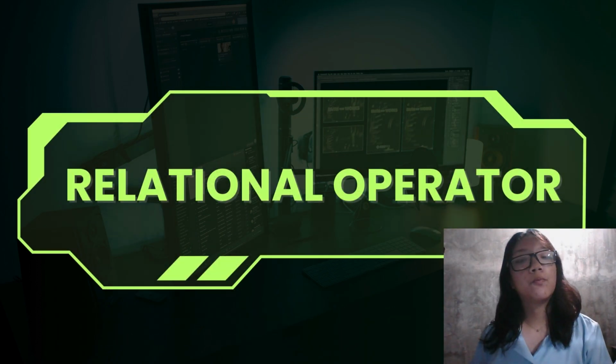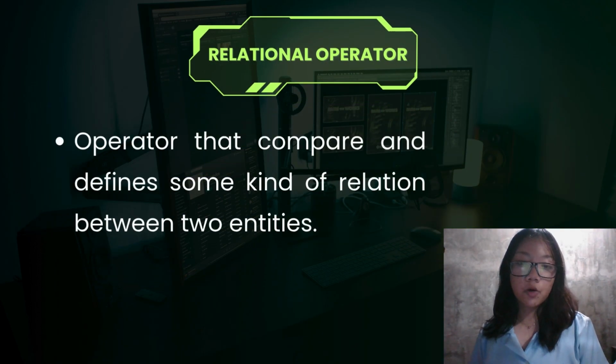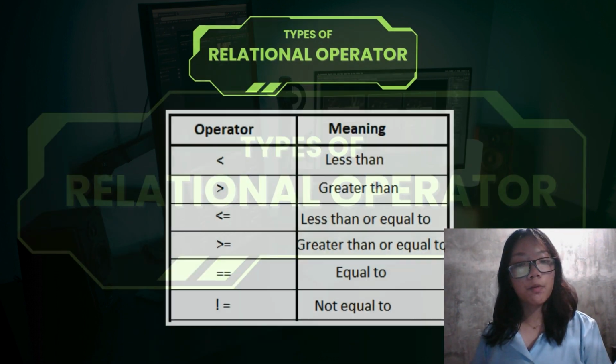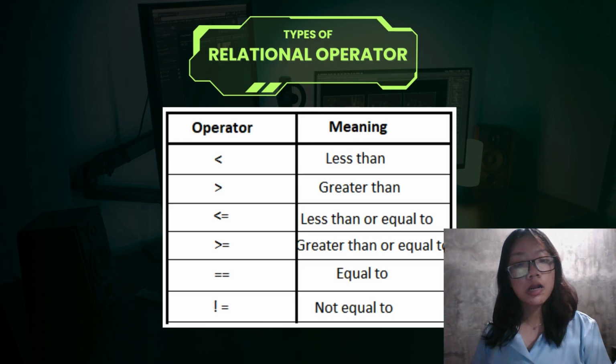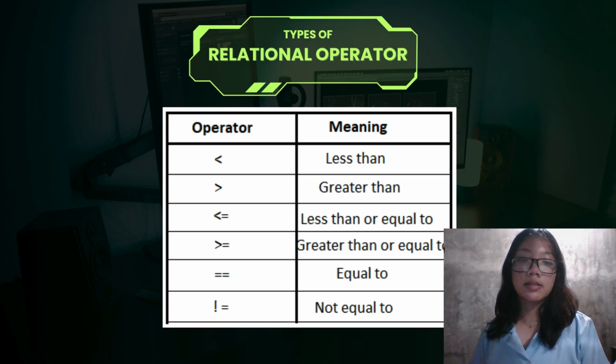Next, we have relational operators. These are used to compare values and they return either true or false. The six relational operators are less than, greater than, less than or equal to, greater than or equal to, equal to, and not equal to.